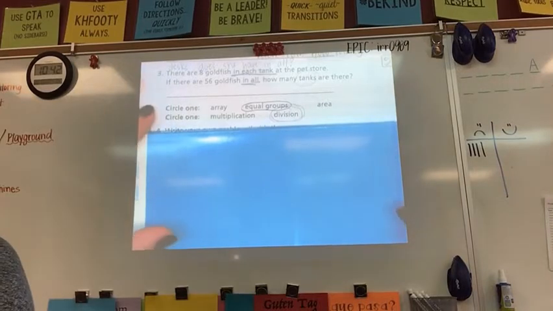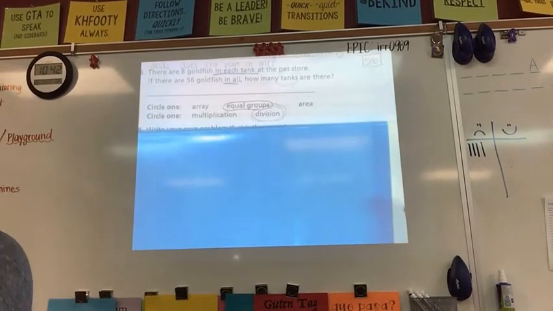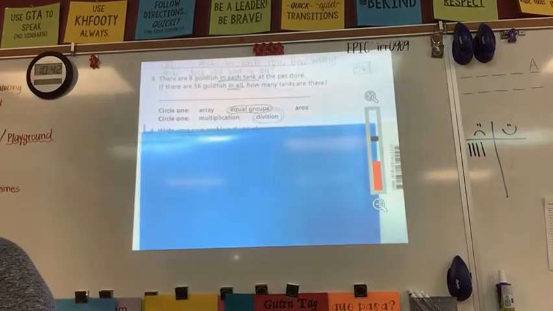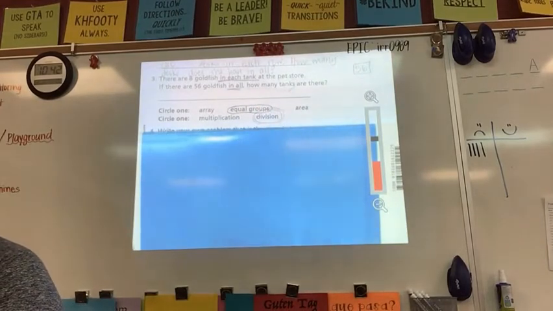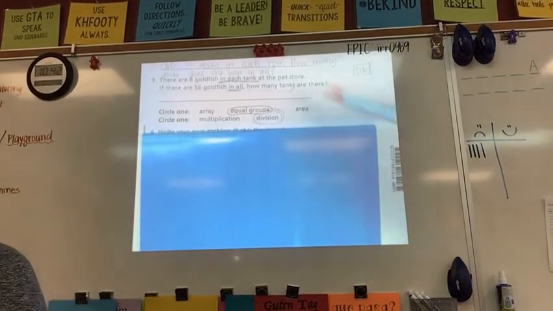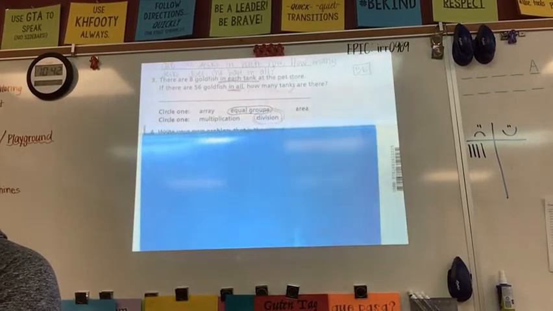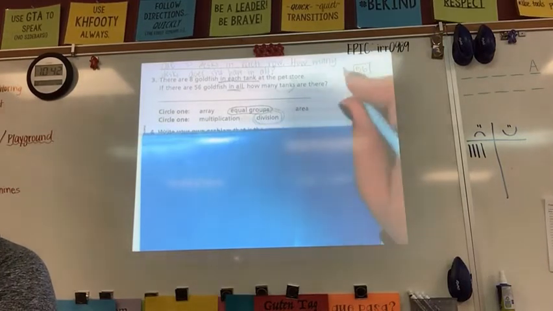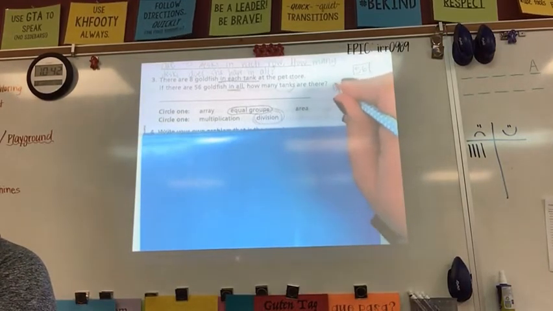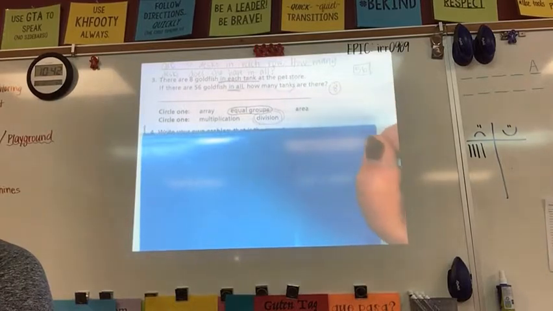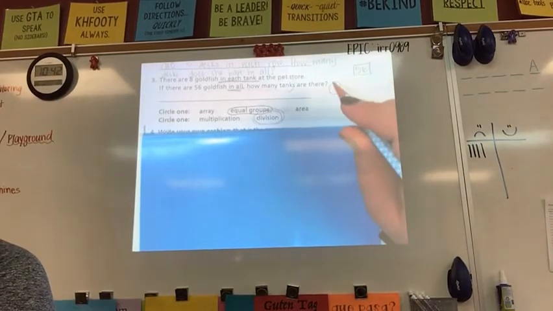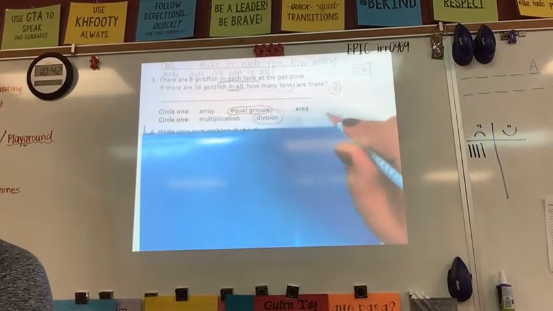Oh, and it's then not showing up for you. Circle. Sorry. And then 8. So actually, I need to figure out how many circle groups. So I'm actually not going to put 8 groups because I need to figure out how many tanks or how many groups there are. I'm going to count by 8s. So I'm going to put 8 in each group. Ready? 8. And you're doing this on your boards too. You don't need to switch colors because that's going to waste too much time.